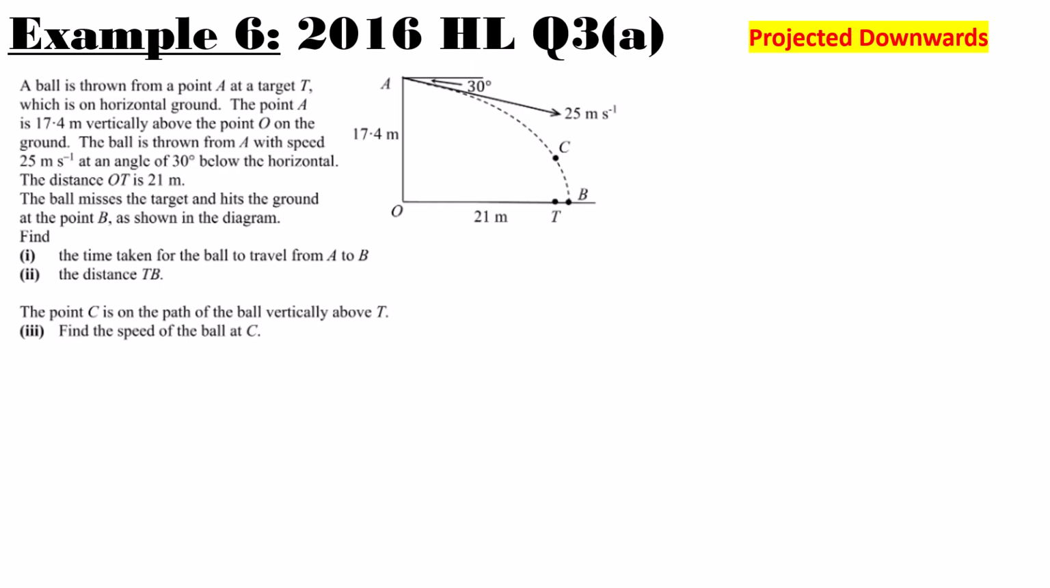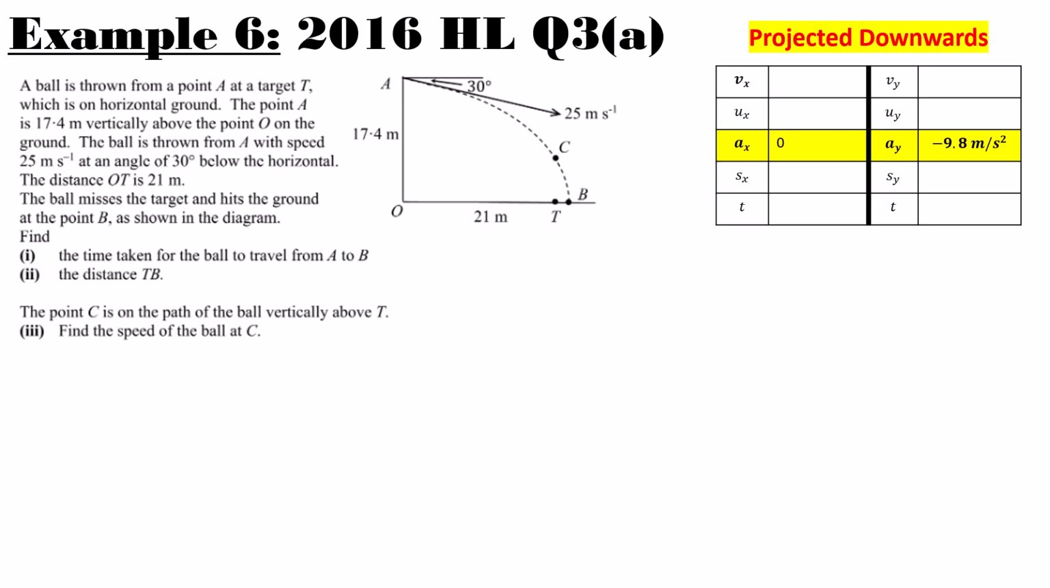So this is question 3A from the 2016 higher level paper, and it is an example of a question where we're seeing a projection downwards. So I'm going to set up my table here. A ball is thrown from a point A at a target T, which is on horizontal ground. The point A is 17.4 meters vertically above the point O on the ground. The ball is thrown from A with a speed of 25 meters per second at an angle 30 degrees below the horizontal. The distance OT is 21 meters.